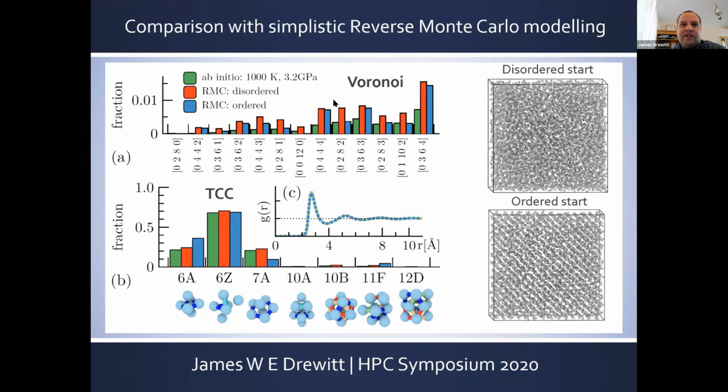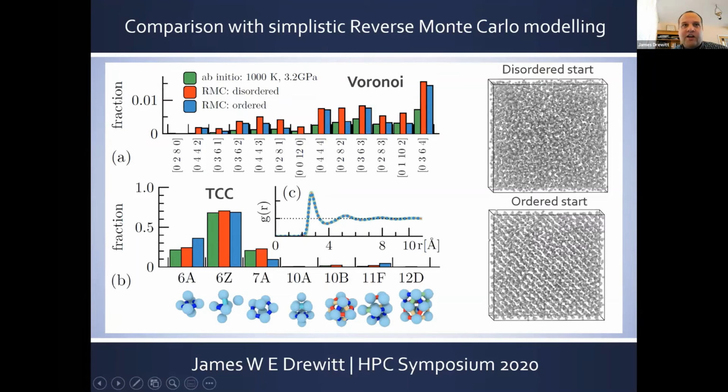So this is illustrated in this figure showing the Voronoi indices and topological cluster classification results for the ab initio simulations and two RMC simulations, which have a starting seed either with an ordered configurational cell or a disordered configurational cell. We find that the ab initio and both RMC simulations give rise to different results, with the RMC simulations giving rise to structures reminiscent of their starting conditions.